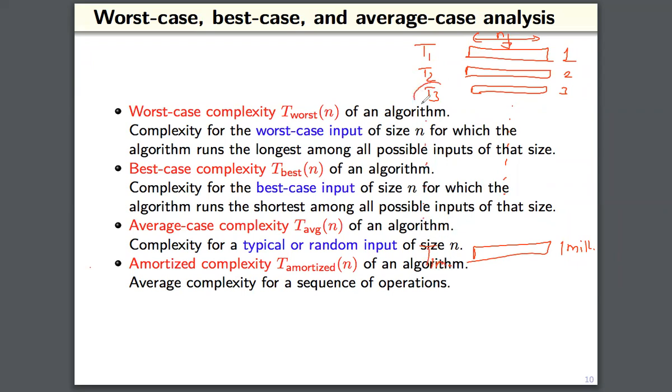See, maybe this T3 is the maximum of all these T1 to T1 million, right? That means this data is so horrible that the processing of this data takes a lot of time. Then this is the worst case input, and this is the worst case complexity, right? That's the meaning of this complexity for the worst case input.